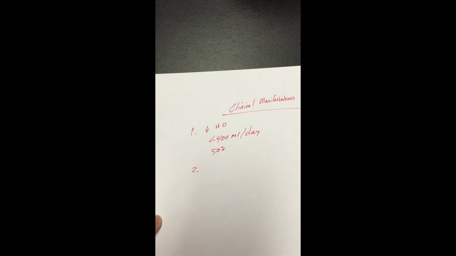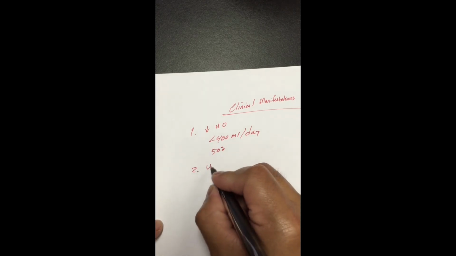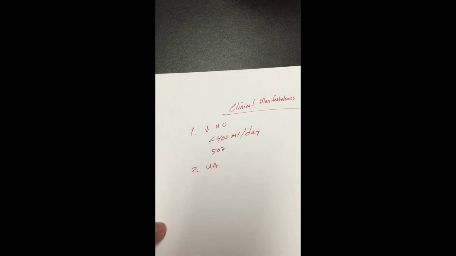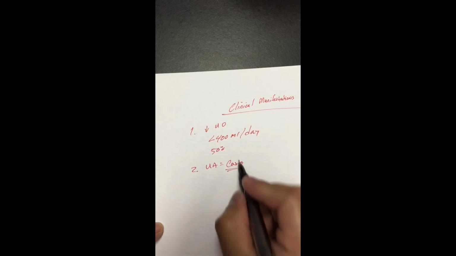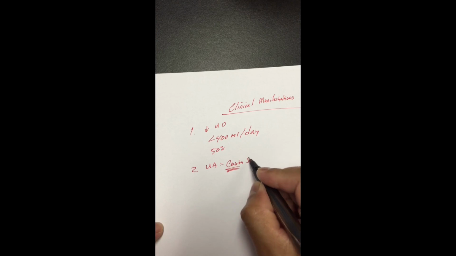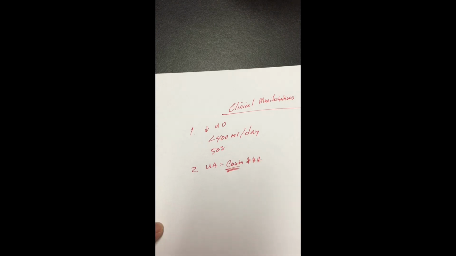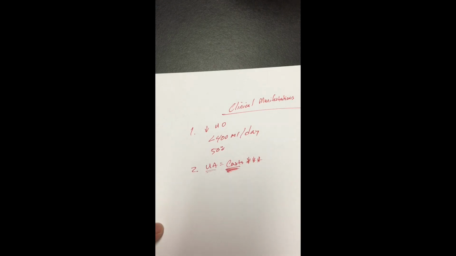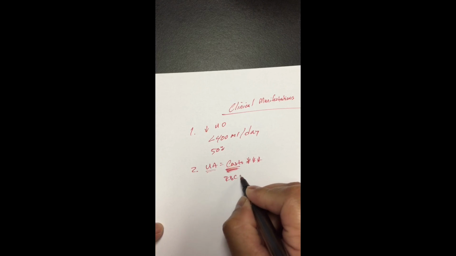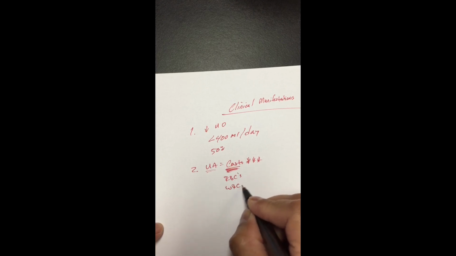Number two, if you were to do a UA, you would find that there are casts in the urine. So this is a big one. If you see on the NCLEX exam casts in urine, that should let you know that there's some type of renal injury, acute renal injury, renal failure occurring. Okay, so again, casts in the UA, along with RBCs and WBCs.